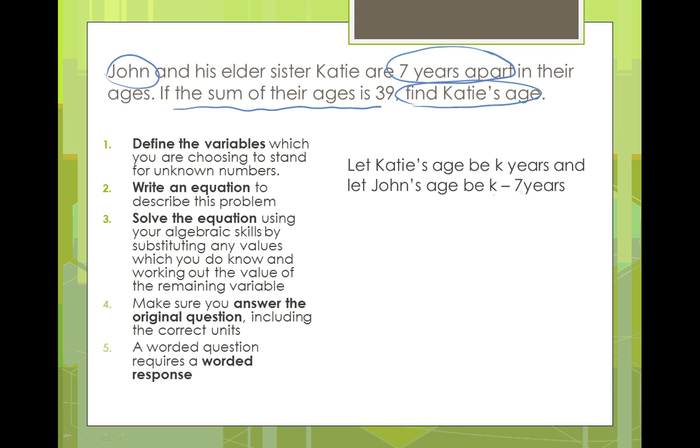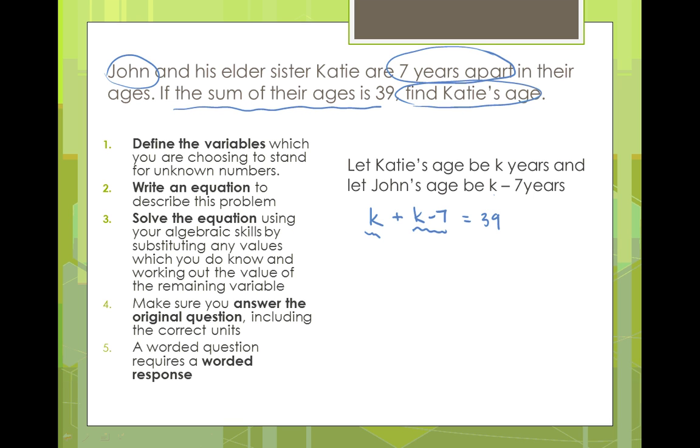So maybe I can work with those now to create an equation. So I'm going to go back to this idea here. The sum of their ages is 39. So I've got Katie's age, and then I've got John's age, which is K minus 7. I have to sum those together, which looks like this. So Katie's age plus John's age is equal to 39. That's probably the hardest part of this whole process, is getting the equation right. Once I've got the equation right, it's pretty smooth sailing from here.